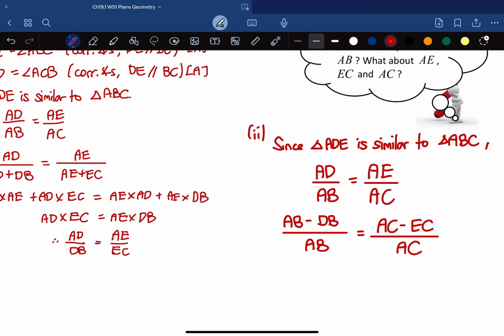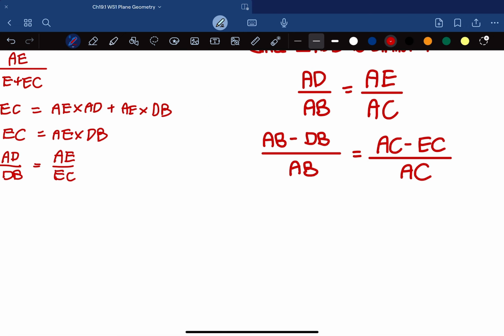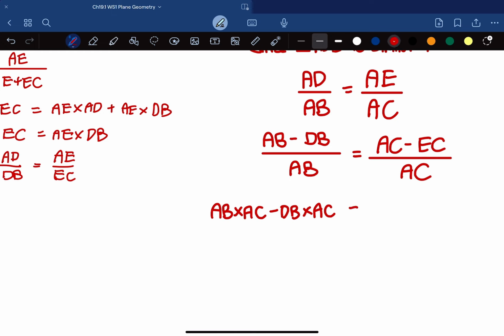Okay, and from here, now I can cross multiply to remove the fraction from this equation. If I rewrite it, I cross multiply in this direction. This will be AB times AC minus DB times AC. This whole thing is equal to AC times AB minus EC times AB.